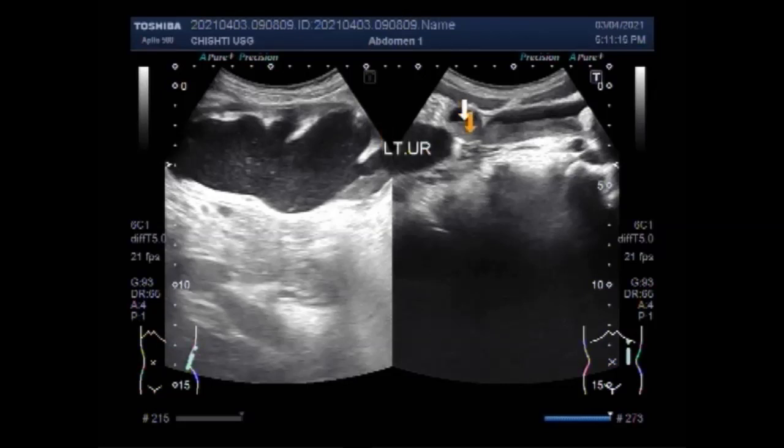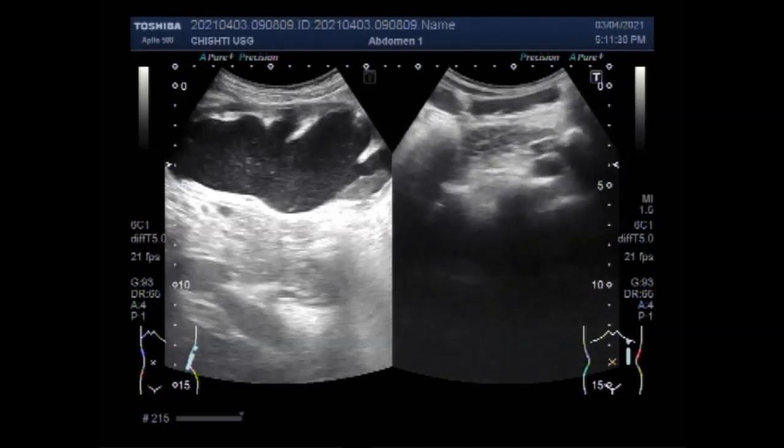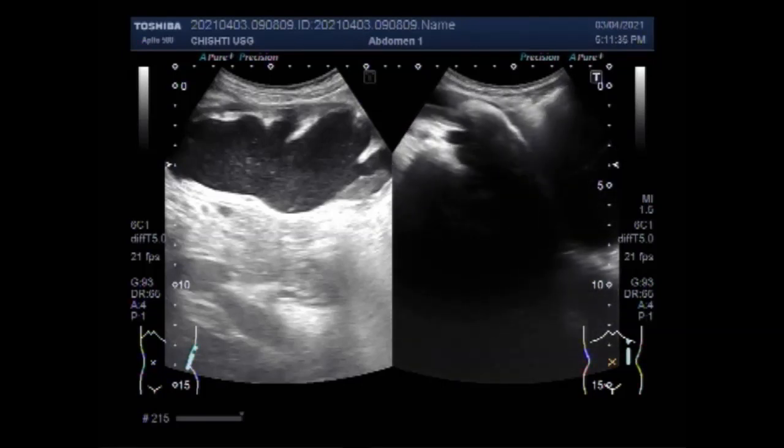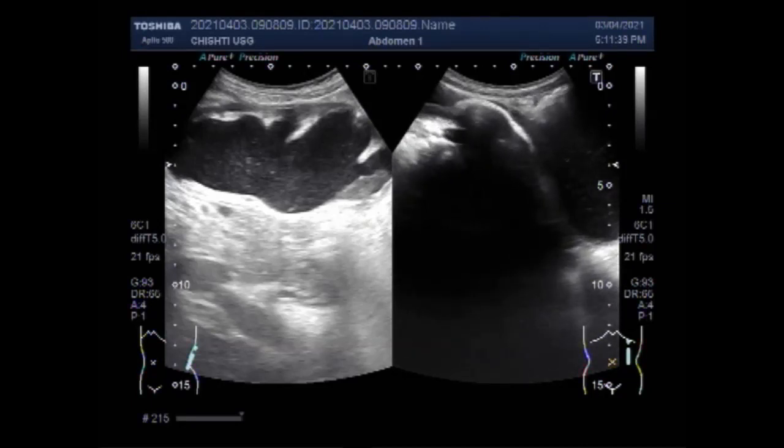Now you can see the tracing of the ureter, and the proximal portion of the ureter is filled with this pus sludge. Pyonephrosis is characterized by accumulation of purulent debris and sediment in the renal pelvis and urinary collecting system.